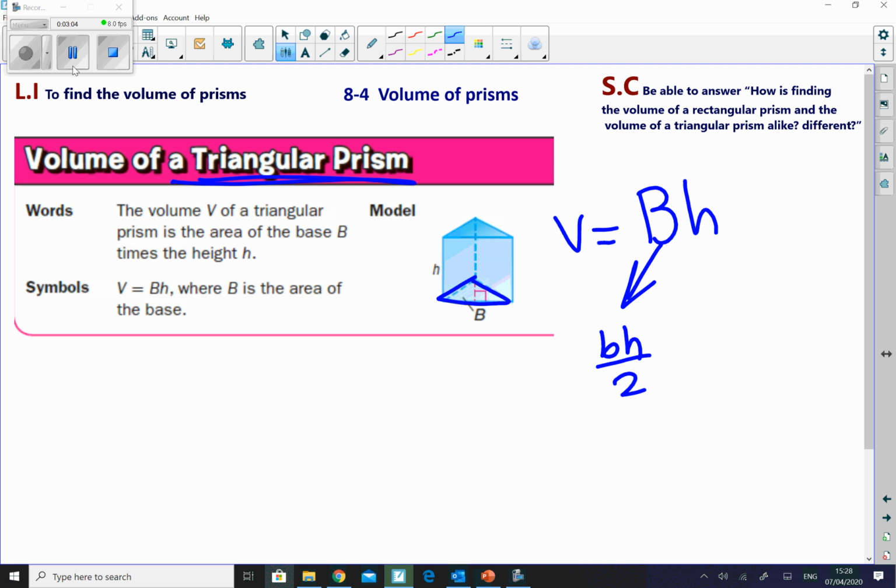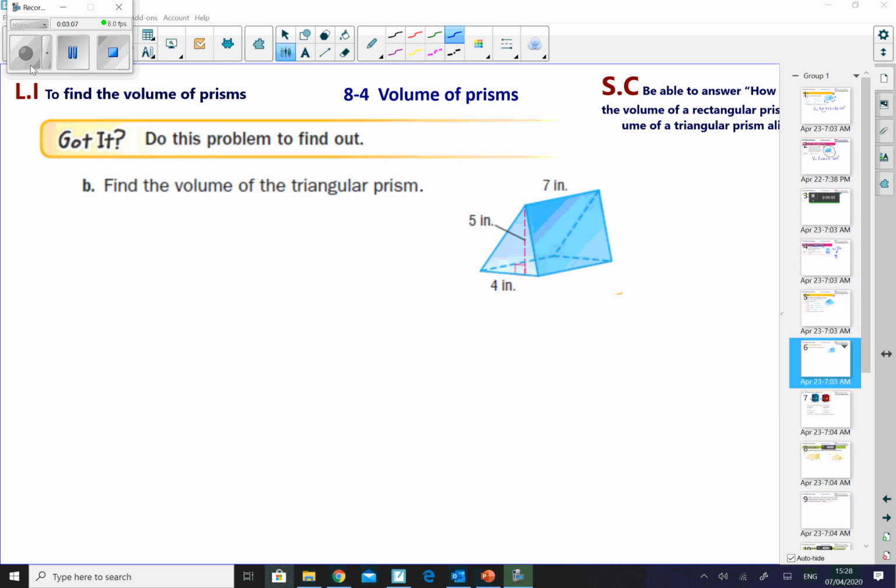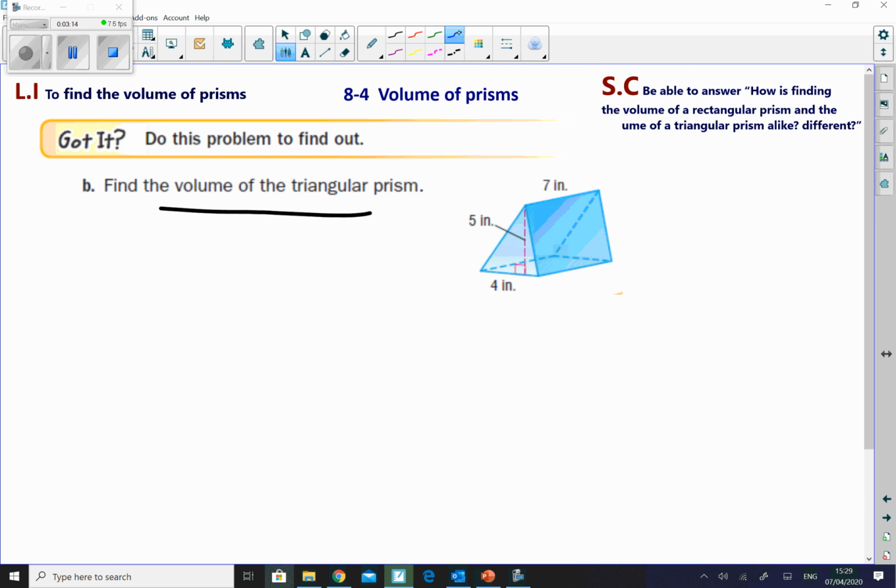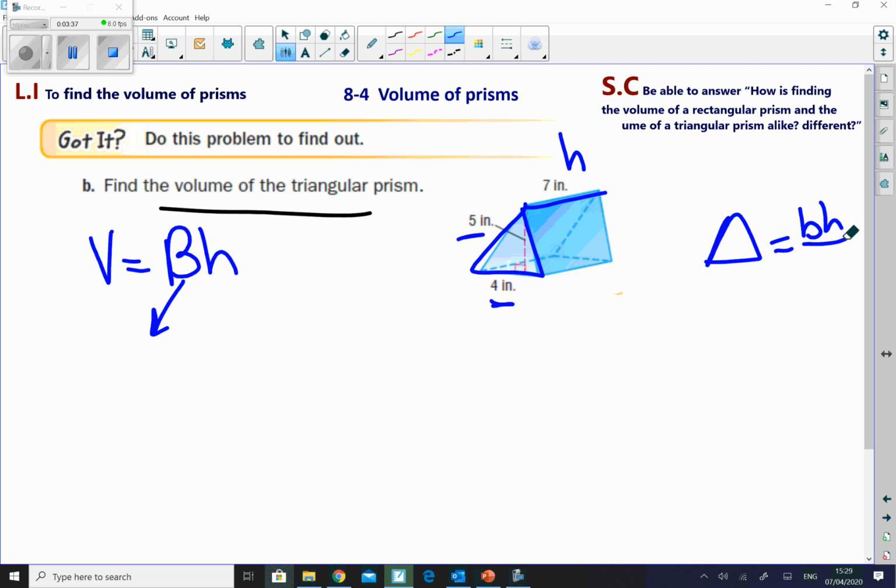Let's take an example. Okay, so here he wants the volume of the triangular prism that I have. As we know, where's the base? The base is this one, and that's the height. So to find the volume, it's the area of the base times height. What is the area of the base? Area of the base is base times height, this one times this one, divided by 2. Why divide by 2? Because we said that the area of a triangle is base times height divided by 2.